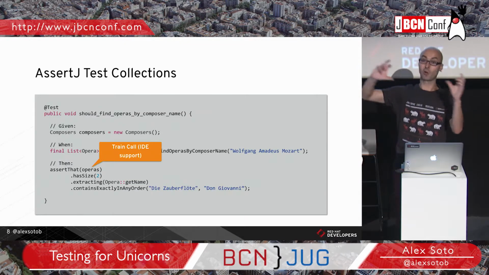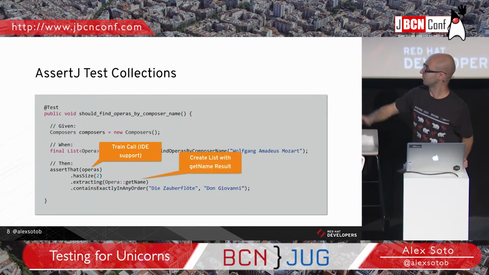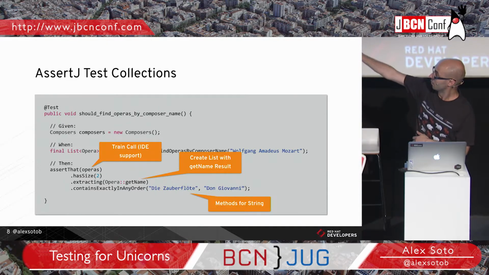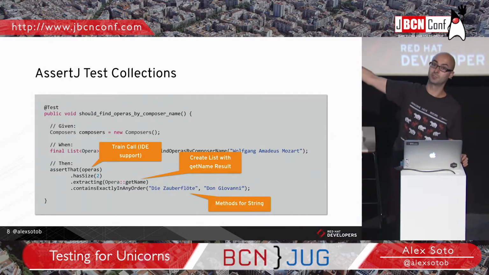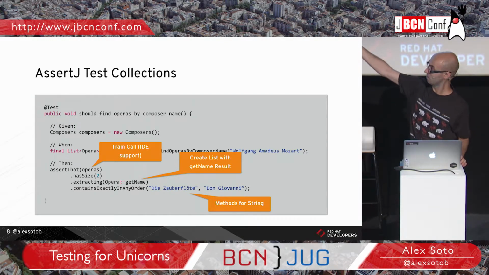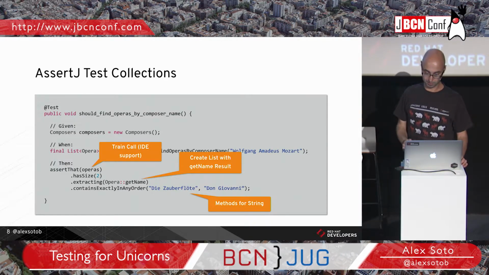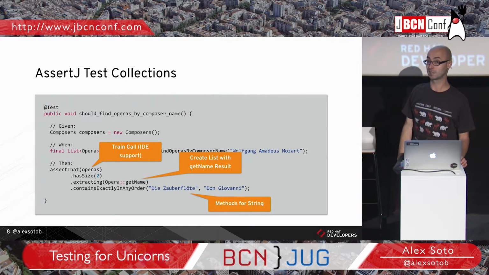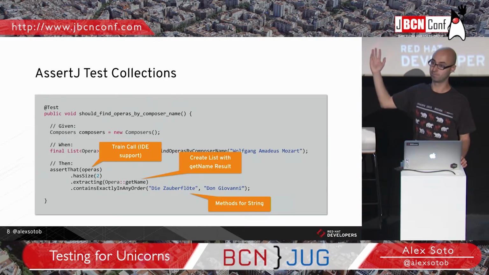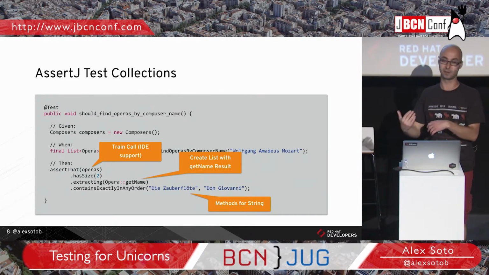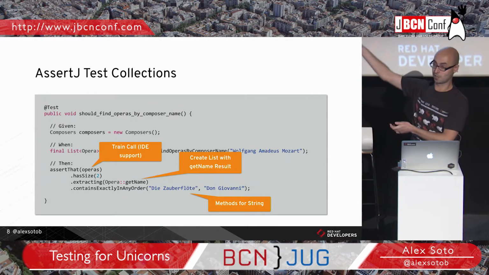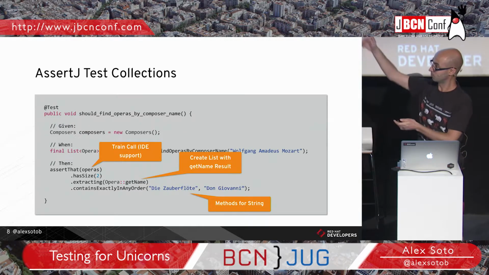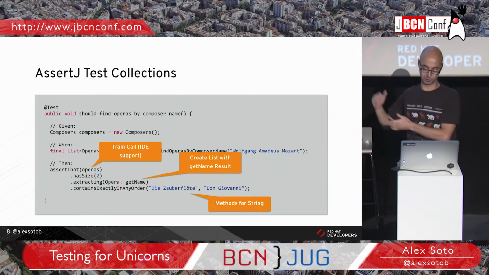And then, since this is a collection of strings, you can do something like this: containsExactlyInAnyOrder, and you put it as strings, because the extracting returns a list of strings. So now you can compare strings, not operas. And if you think about how to do this with Hamcrest or JUnit assertEquals, you see that it's barely impossible. You need to start doing a lot of internal private methods and so on. And that's good. I think this assertion is quite readable, and anyone who reads it knows exactly what the purpose of this test is.